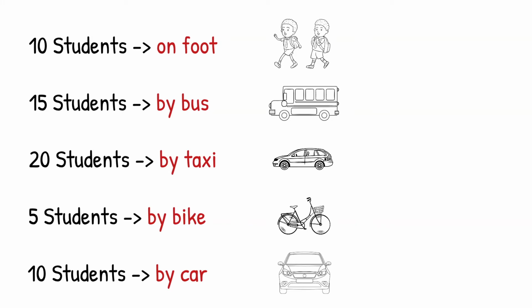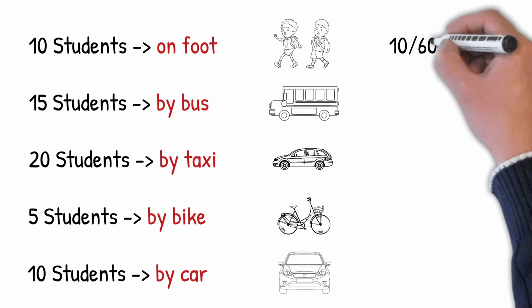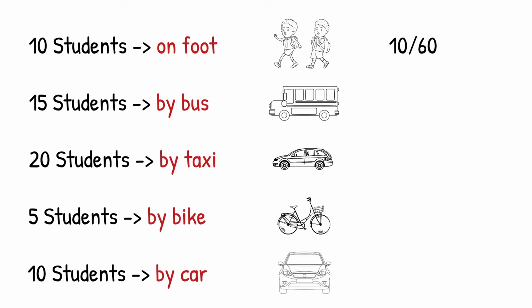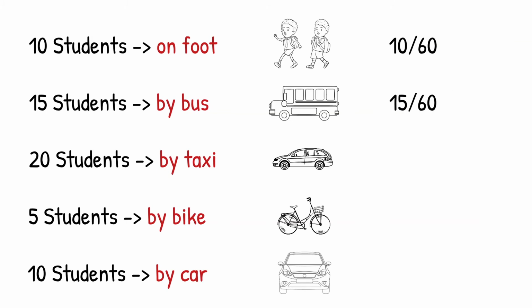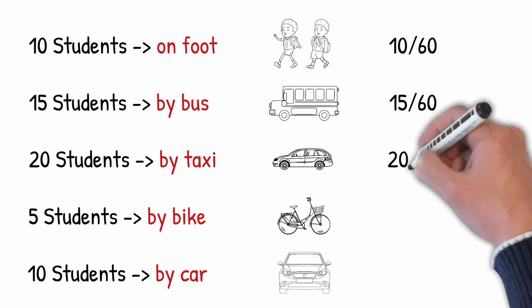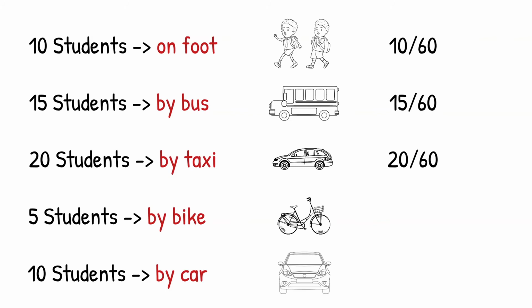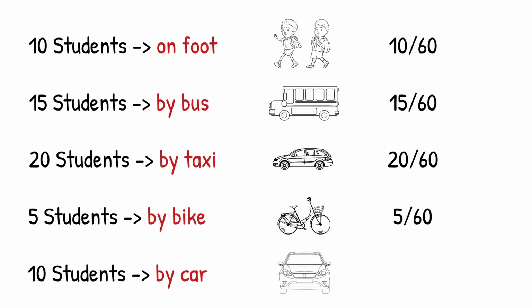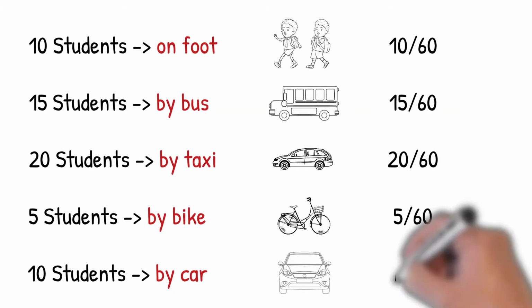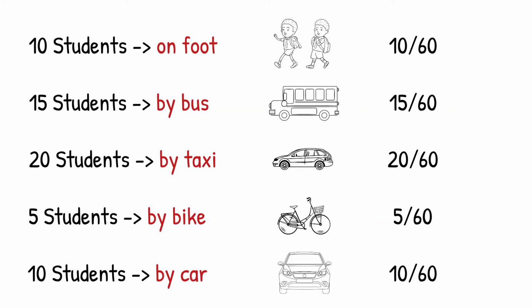Let's calculate the experimental probability for each case. The experimental probability of choosing a student who comes to school on foot is 10 over 60. By bus is 15 over 60. By taxi is 20 over 60. By bike is 5 over 60. By car is 10 over 60.